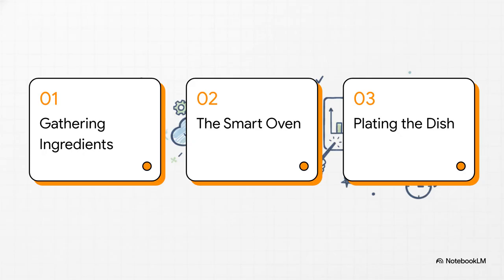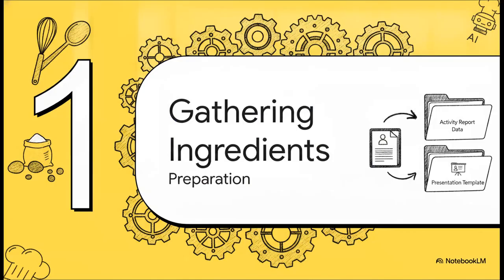We're going to treat this whole process exactly like a cooking show. First, gathering the ingredients. Second, the smart oven. And finally, plating the dish. All right, let's jump straight into phase one, gathering the ingredients and getting our prep done.